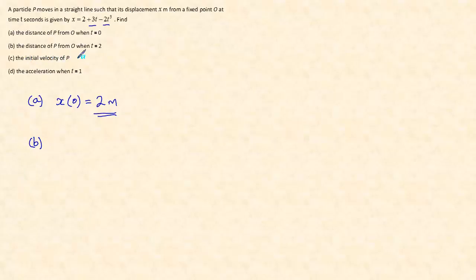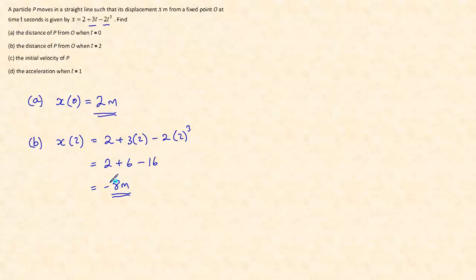The distance of P from O when t is 2, so now what we want to do is calculate x of 2. So that's going to be 2, add 3 times 2, take away 2 times 2 cubed, so that's 2 plus 6, take away 16, which is negative 8 meters.